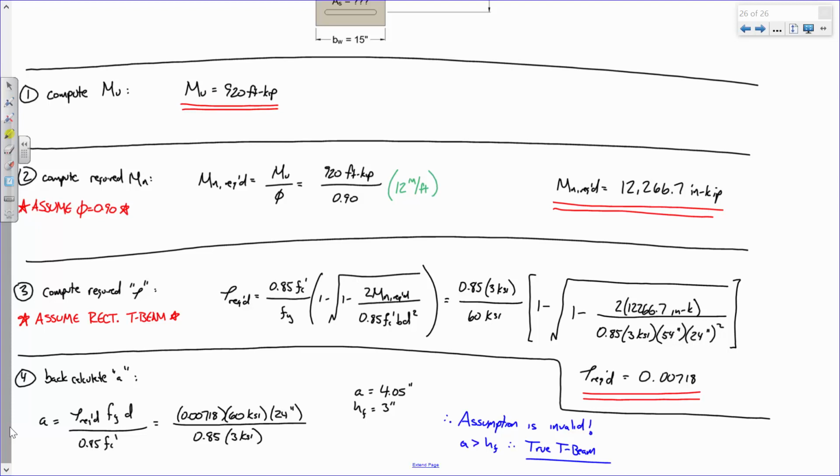Does everybody have this? Do I need to go back? So we're going to say go to step 8. Okay? Now, the way that step 8 works is we start off by looking at the flange, we'll call it the flange steel couple.